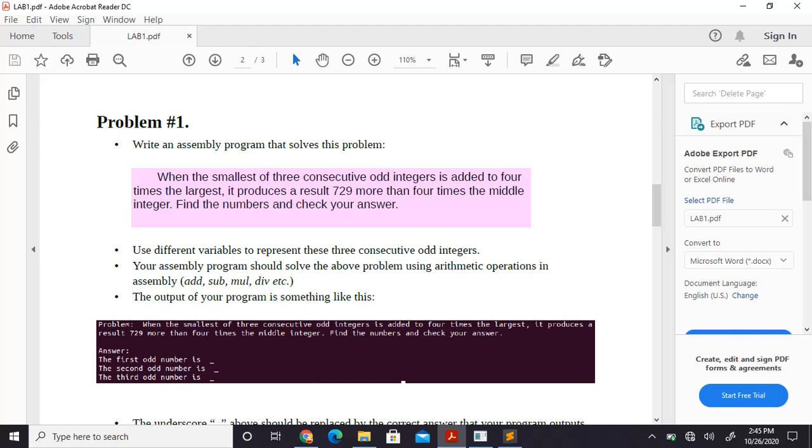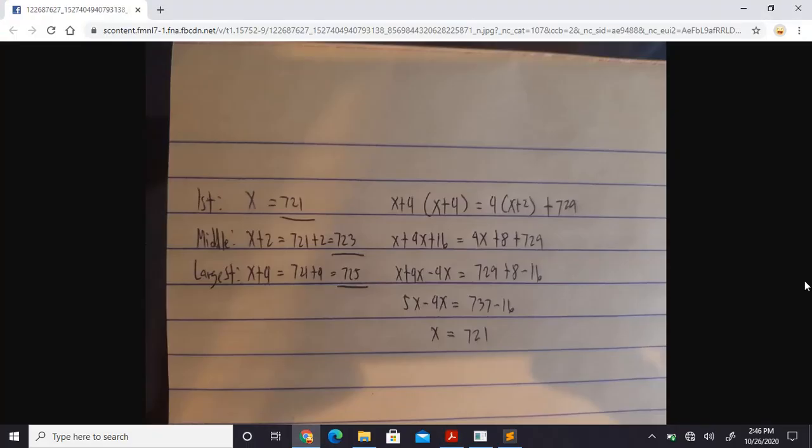The problem is: when the smallest of three consecutive odd integers is added to 4 times the largest, it produces a result 729 more than 4 times the middle integer. Find the numbers and check your answers. So first I tried to solve this manually by hand. So this is what I came up with, ma'am.